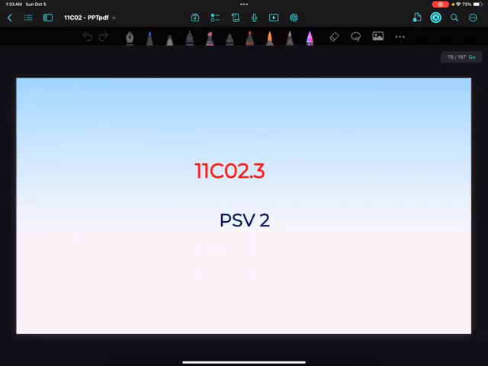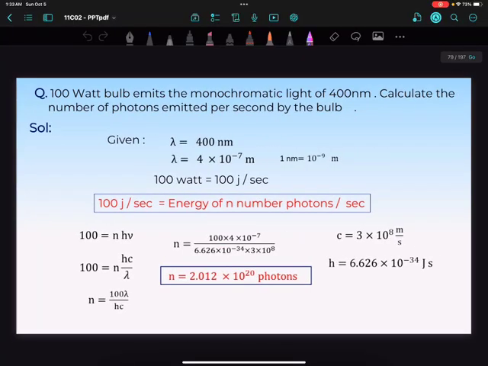So let's solve this question so that this concept becomes clearer. A 100-watt bulb emits monochromatic light of 400 nanometer. Calculate the number of photons emitted per second. Here they have given the watt, that is 100 watt, joule per second. We are given monochromatic light, that means lambda is given as 400, which can be converted into 4 into 10 raised to the power minus 7 meters. So now we know the formula: the work done is equal to n into h nu.